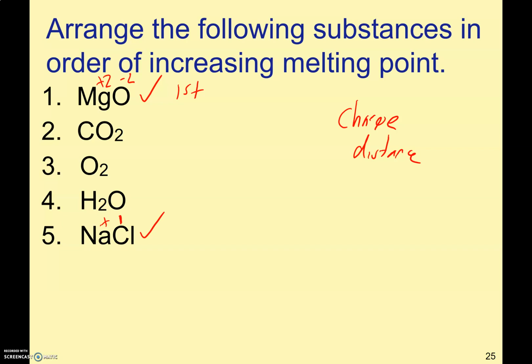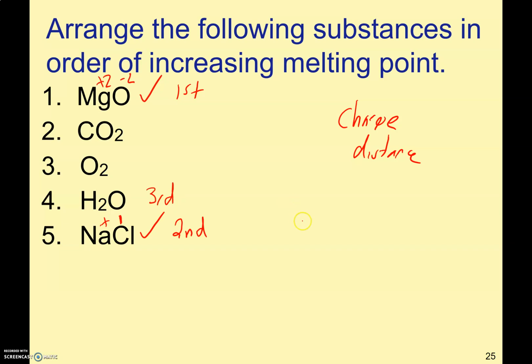Okay, I would write that down. And this is going to be second, because it is also ionic, but it has weaker Coulombic forces because it has less charge. And then now we have these molecules. Both of these, if you drew them, are symmetrical and non-polar. And this one is polar. This one has hydrogen bonding. It's water, so it has dipole-dipole, hydrogen bonding, and London dispersion forces. So it would be next in terms of melting point.